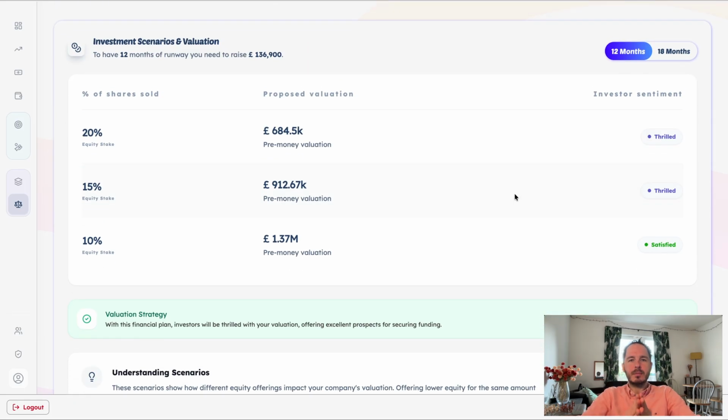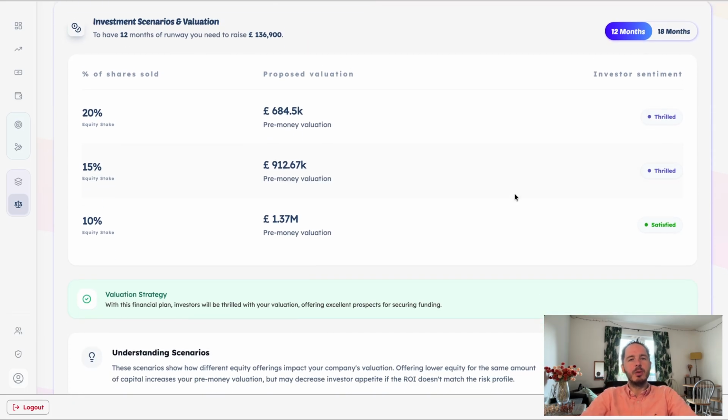Below Key Investment Metrics, you will find the investment scenarios and valuation section. This is where the model shows you what happens to your valuation and investor sentiment depending on how much equity you offer. You can toggle between a 12-month and 18-month runway view, which shows how much you need to raise to sustain the business for those periods. The table below then shows 3 scenarios based on different equity stakes.